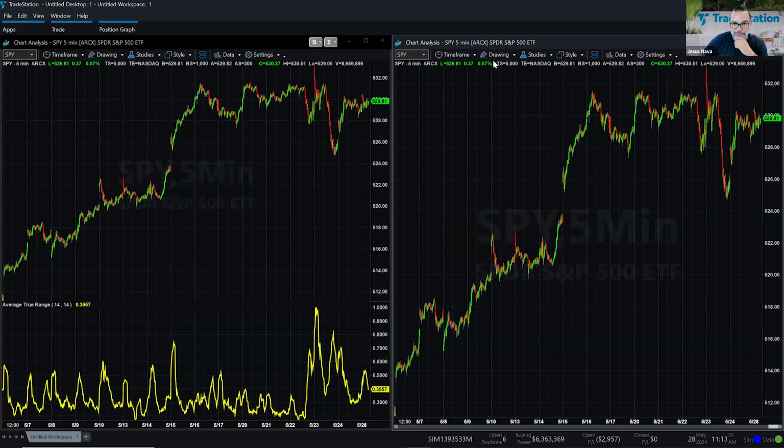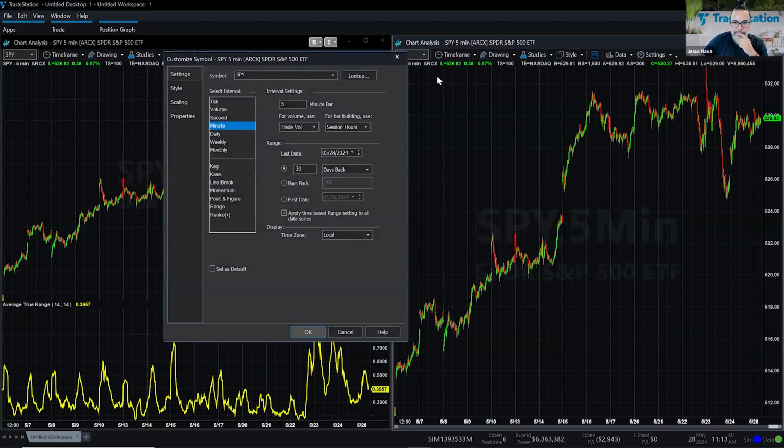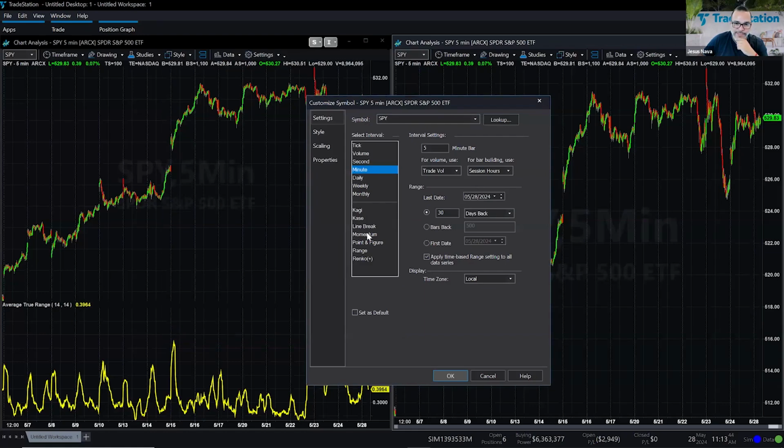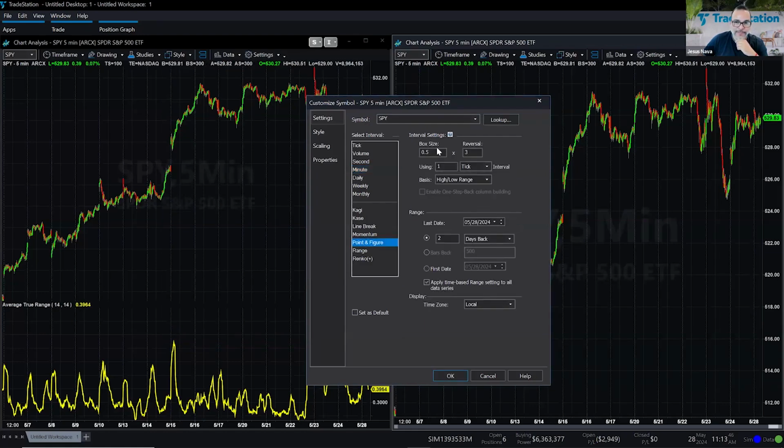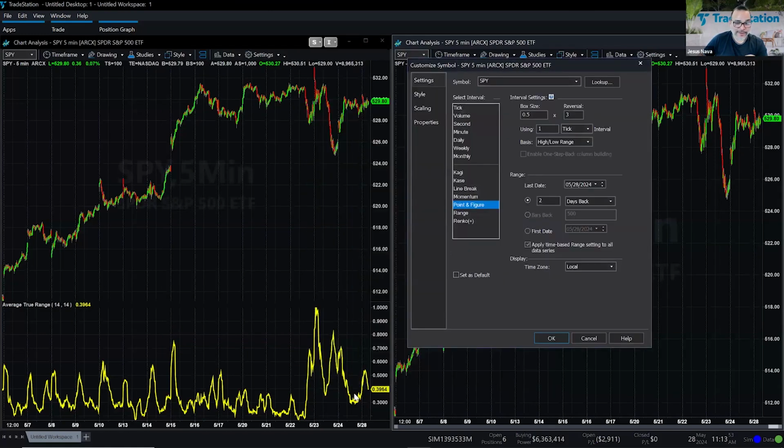So let me go here to data and go to edit symbol. All right, in the edit symbol dialog for this SPY chart, I'm going to select point and figure. My box size, notice that it's set to 0.5 by default. Now I know that SPY moves about 40 cents every 5 minutes. Of course, I can put in 40 cents. It doesn't have to be an exact science, but at least you are in the area of an appropriate box size.